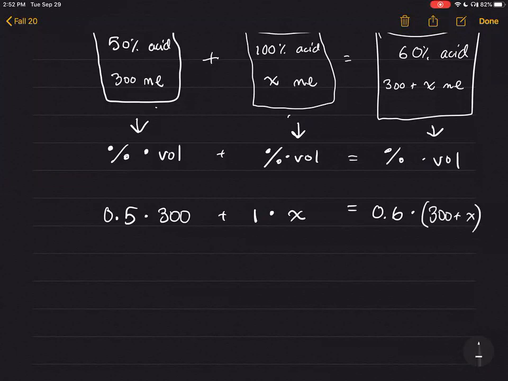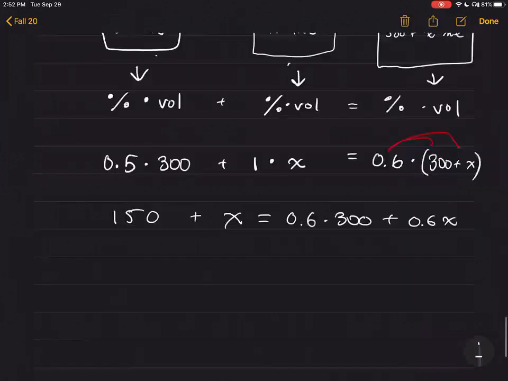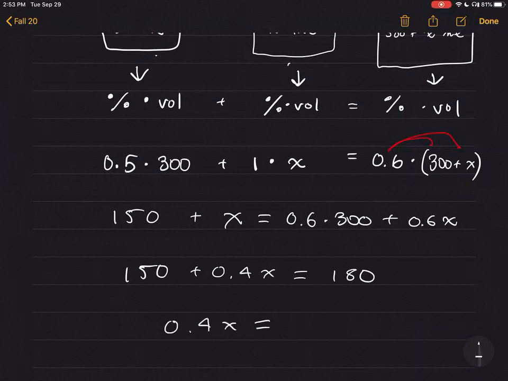Okay, cool. So now we have an equation, and we can go ahead and solve this, right? So I'm going to distribute this into there like that, and so we get 0.5 times 300 is 150, plus 1 times x is just x, and then we have 0.6 times 300 plus 0.6x. And then if we solve further, we can get 150, and I'm going to subtract 0.6x from both sides, so I get 0.4x on this side, and then this works out to be 180. And then 0.4x equals, subtract 150 from both sides, we get 30.